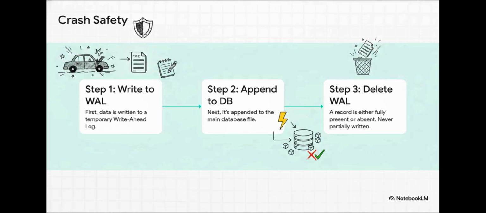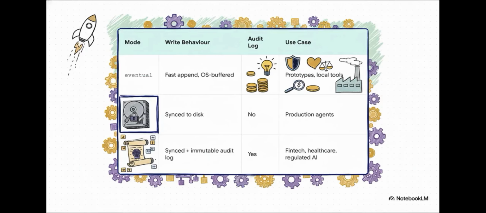What this means is, even if your entire system crashes mid-write, a record is either fully present or completely absent. You never get a corrupted, partially written state. Ever. And what's really cool is you can choose your level of durability. The default eventual mode is super fast and perfect for prototypes. Then, strict mode syncs every single write to disk, which is what you want for production agents. And then there's verified mode, which adds an immutable audit log. This is for the serious stuff, think fintech or healthcare, where you absolutely have to prove why an AI made a certain decision.